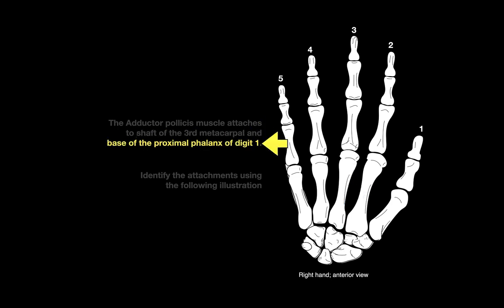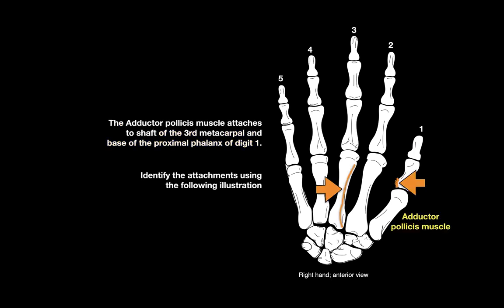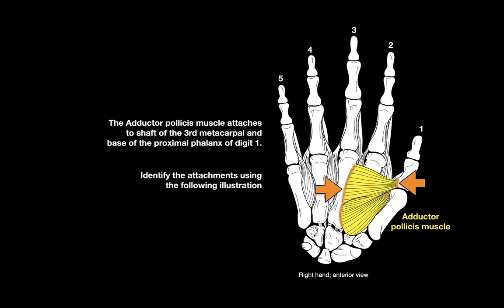And let's go to the base of the proximal phalanx of digit 1. So there's digit 1, there's the distal and the proximal phalanx at the base. There's the other attachment. So there are the 2 attachments for the adductor pollicis muscle.